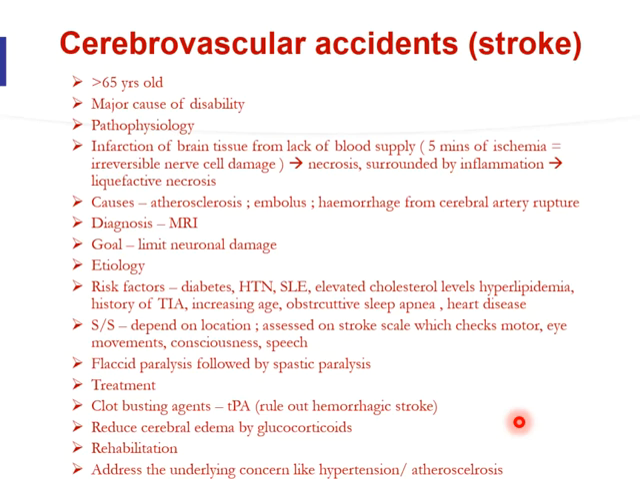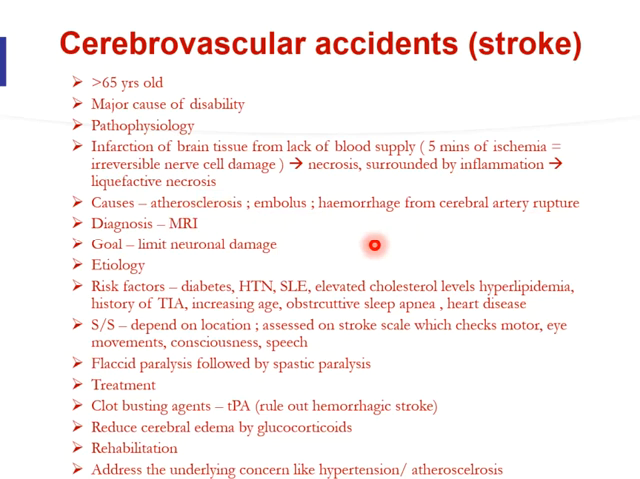The next vascular disorder that we are discussing is cerebrovascular accident, also called stroke. It is generally seen in individuals who are older than 65 years. They are the major cause of disability in older people. The pathophysiology is infarction of brain tissue from lack of blood supply. Five minutes of ischemia can lead to irreversible nerve cell damage, leading to necrosis, which is surrounded by inflammation, and that leads to liquefactive necrosis. Causes can be atherosclerosis, embolus, or hemorrhage from cerebral artery rupture. Diagnosis is generally done by MRI.